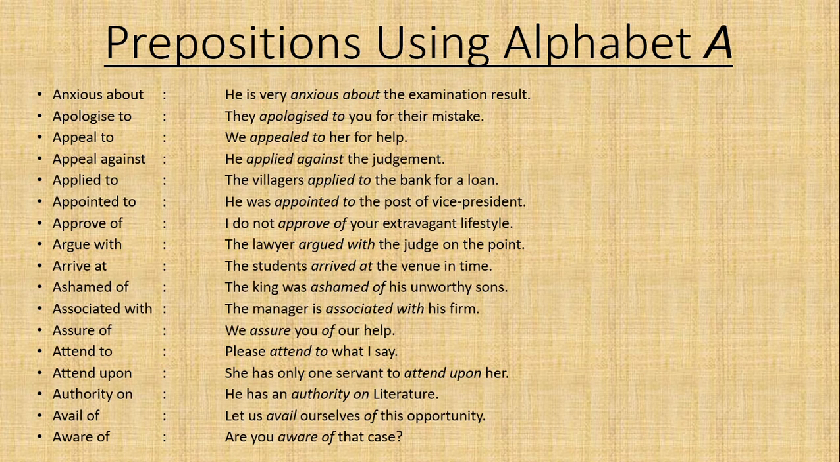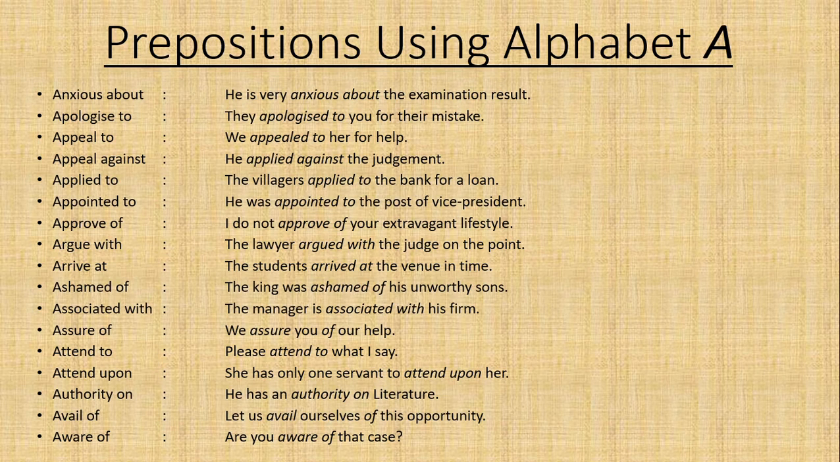Associated with. The manager is associated with his firm. So the preposition showing relation between this manager and his firm is associated with. All right. So, assure of. We assure you of our help. So there's a relationship between we and you. All right. So the relationship-binding preposition is assure and of.